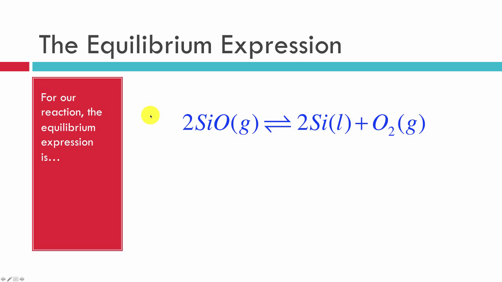Since this is an equilibrium, we must make sure we have the proper equilibrium expression, which is simply that the equilibrium constant K sub C is equal to the concentration of the O2 divided by the silicon monoxide squared. Two interesting points. The squared comes from the stoichiometric coefficient right here. And we've ignored the silicon liquid because it's a liquid. And we're always going to ignore liquids and solids when we do our equilibrium problems.